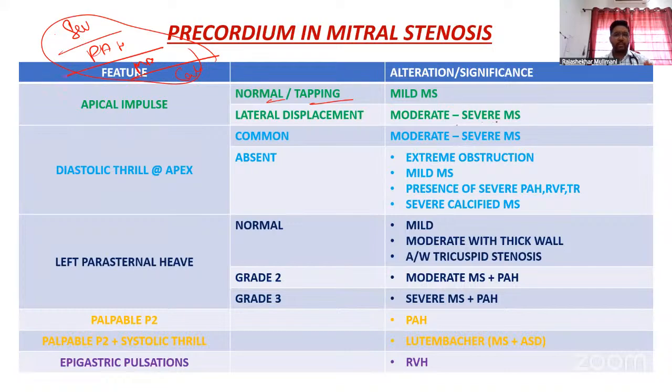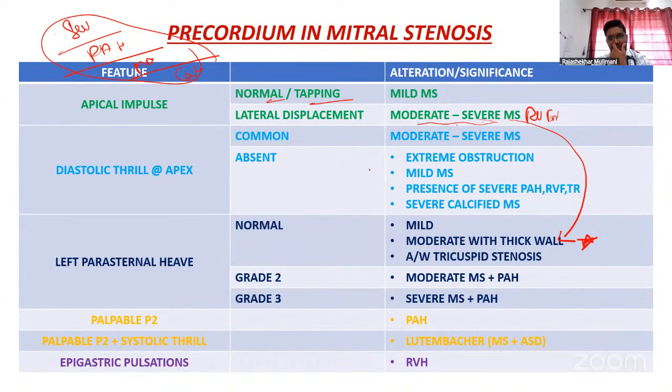In moderate to severe MS, it is usually displaced laterally in the same intercostal space, suggesting an RV enlargement secondary to pulmonary artery hypertension. And it can also be associated with a parasternal heave. So these two aspects usually coexist. When you mention that the apical impulse is situated laterally, but you don't mention a parasternal heave, then there is some problem in your examination. Or the counterwise, you can see the parasternal heave, but the apical impulse is normal. That is not a possibility. So you need to be very careful.